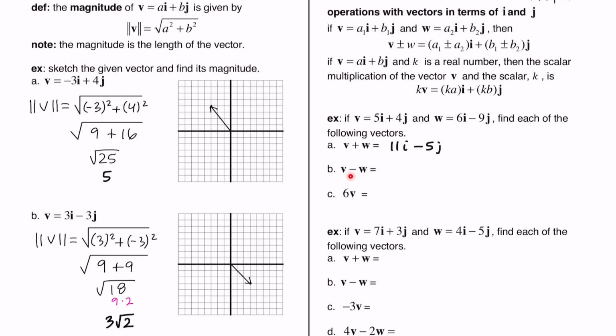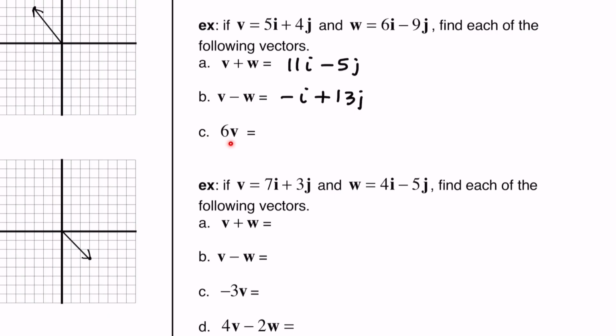Let's go ahead and do v minus w. So we're going to take 5i subtract 6i, which makes negative i, and 4j minus negative 9j is going to be 4 minus a negative, which would be a positive, so you end up getting positive 13j. For part C, it says 6v, so 6 is the scalar, and we're going to take the value 6 and multiply it to both of the components for v. So I got that set up, and then now you can essentially think of distributing the 6. So you end up getting 30i plus 24j.